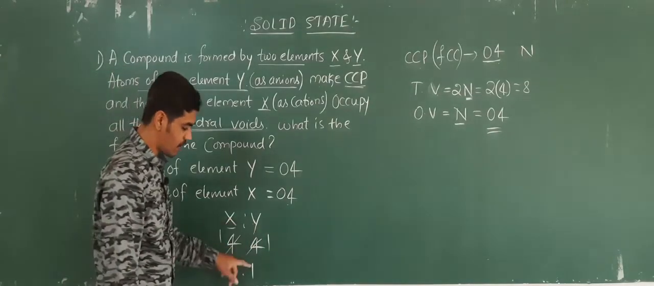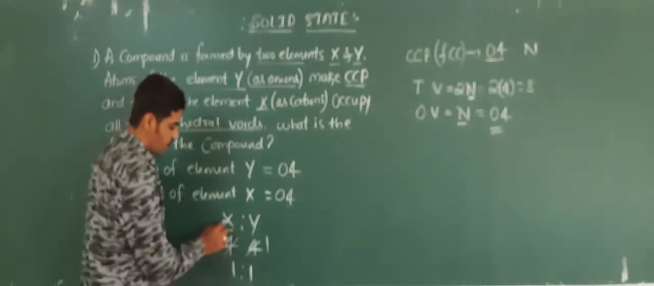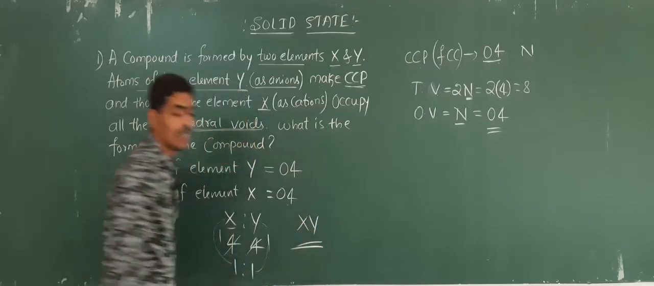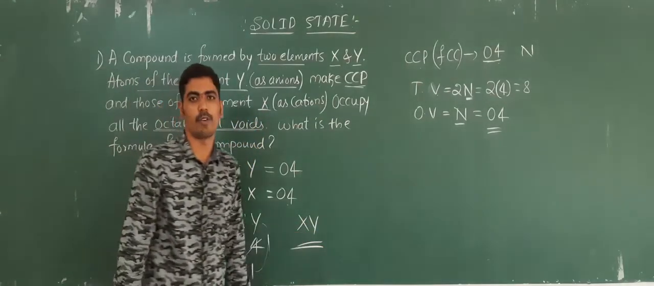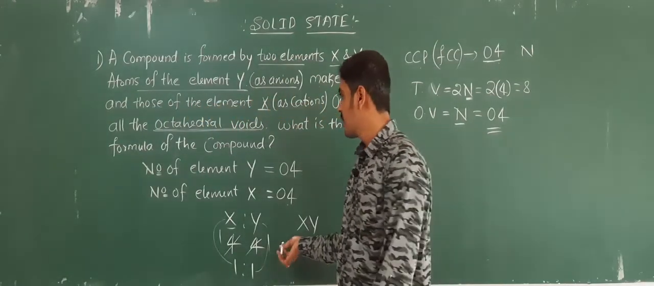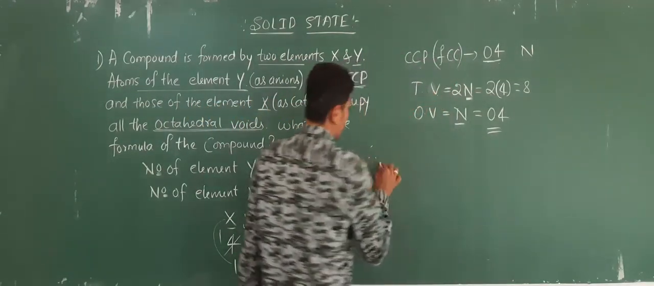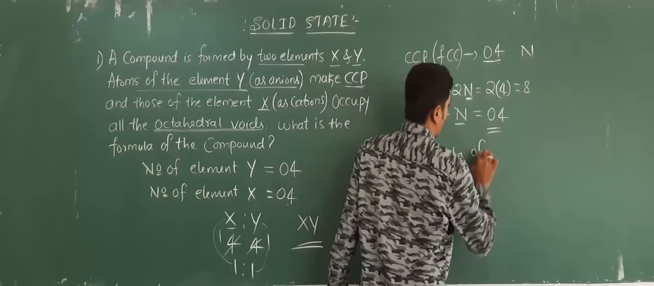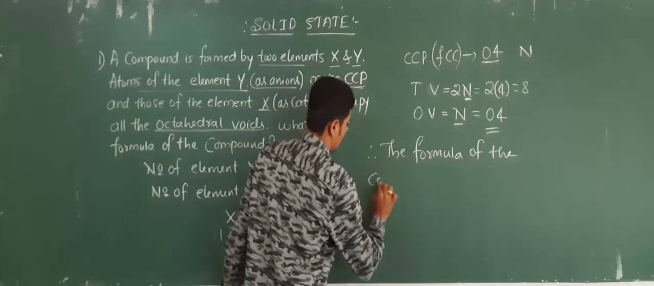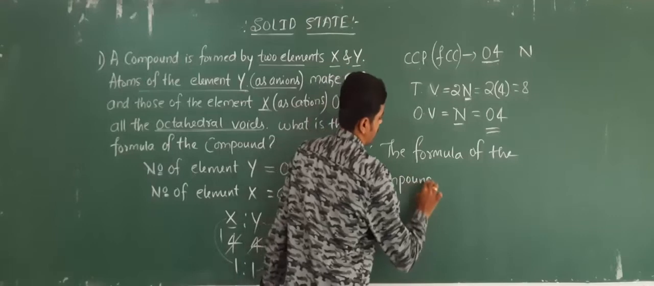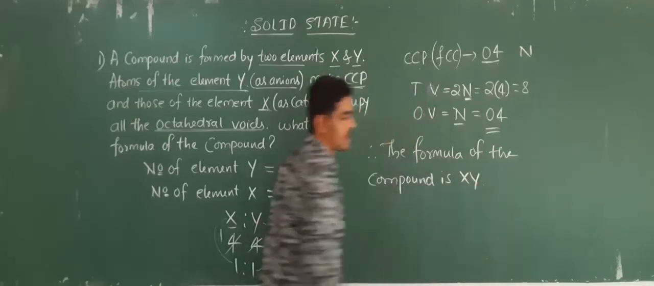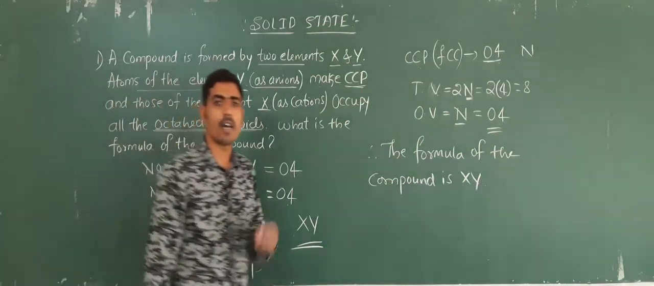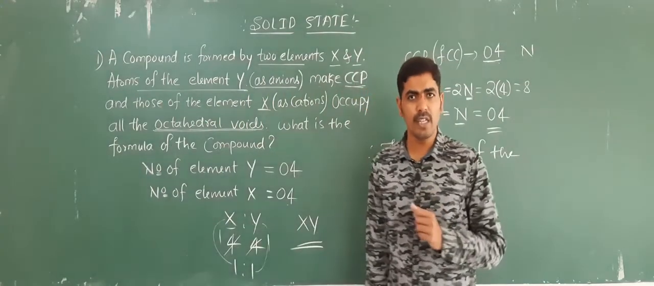If X is 1, how much is Y? 1. So X into 1 X, Y into 1 Y. So XY. This is the formula of the compound. You can write it as: therefore the formula of the compound is XY. So this is how we can solve the problems which are based on finding the formula of the compound.